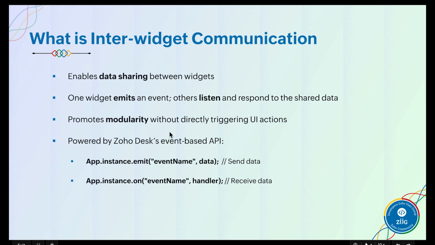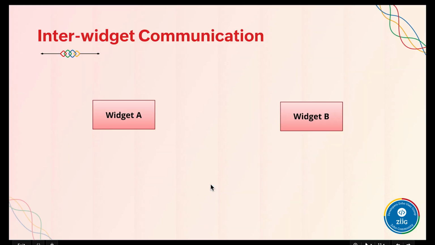So Zoho Desk facilitates this process by using simple event-based APIs. The first one is app.instance.emit, which will send the event data, and the next one is app.instance.on, which will listen to the event and receive the data. So let's break it down further.